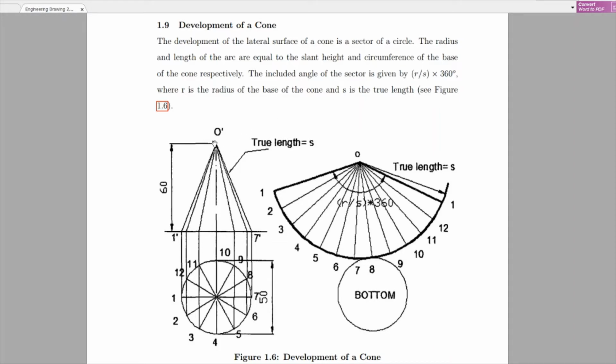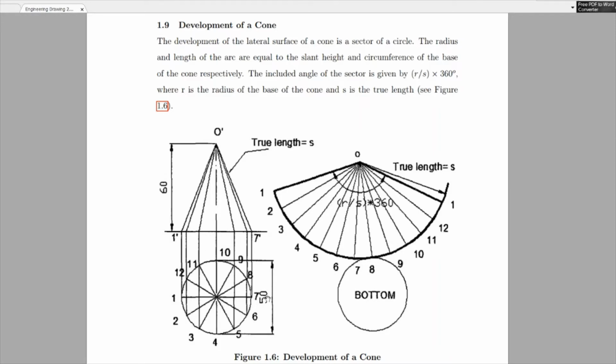So this one, for instance, is the true length of the slanted edge of the cone, right? So when we obtain the front view of the cone, we have the slanted edge of this triangle, and that slanted edge, the outer one, will give us the true length, which is s, and the radius r is the radius of the base circle. Okay, so if we have the height of this triangle to be 60, which is the height of the cone, and then the base diameter, in this case 50, and the height is 60.